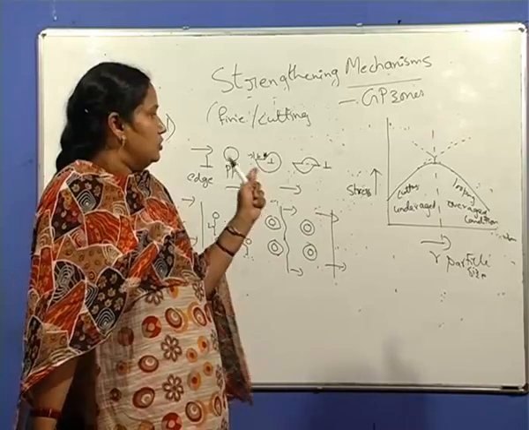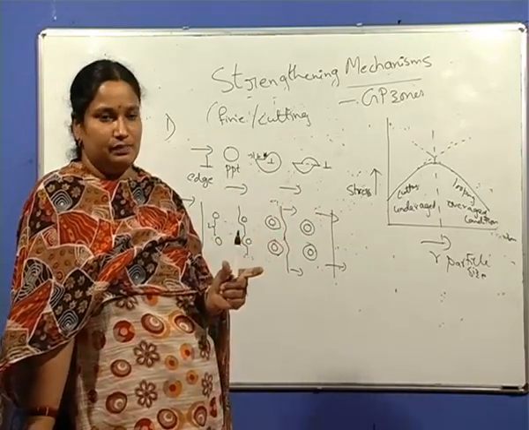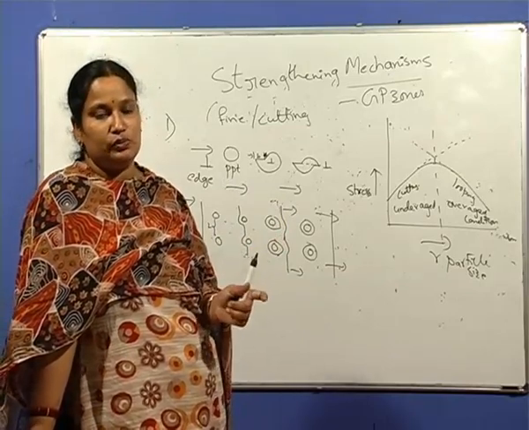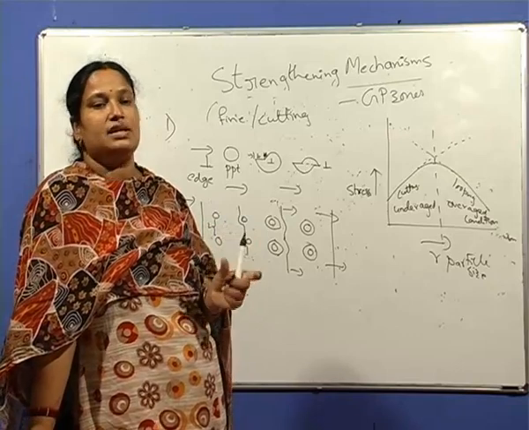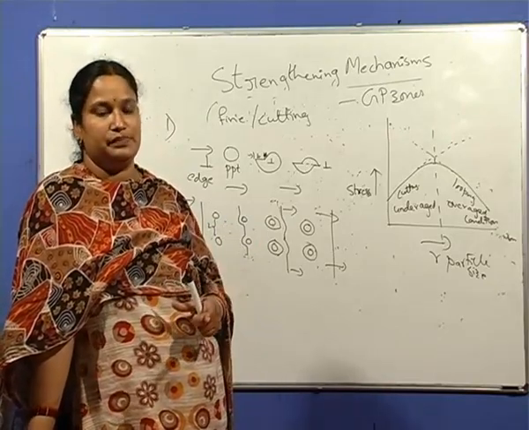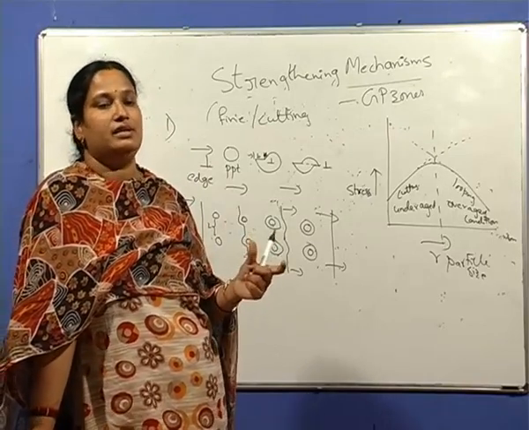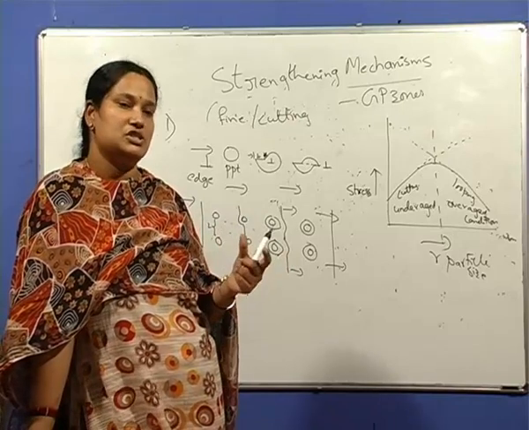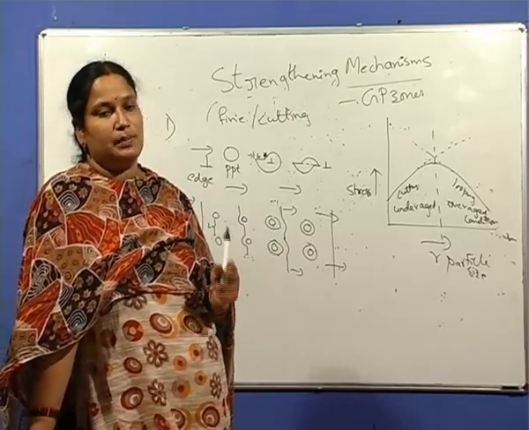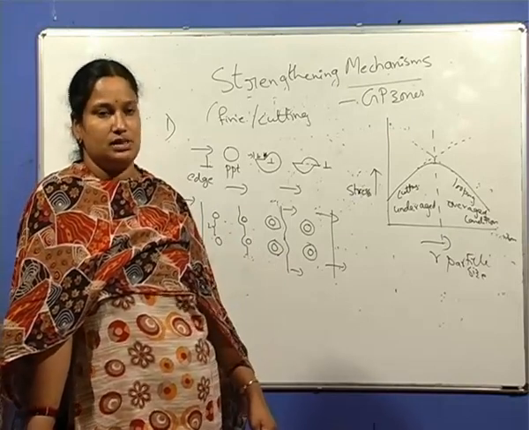Okay, so this is about precipitation strengthening and dispersion strengthening, where the strength is mainly due to the presence of second phase particles, which are obstacles to the dislocation motion. The second phase particles are precipitates for precipitation strengthening, and dispersoids for dispersion strengthening. The main differences between precipitation hardening and dispersion hardening are also seen.